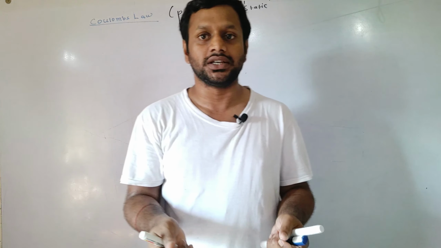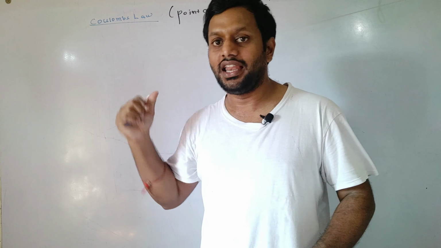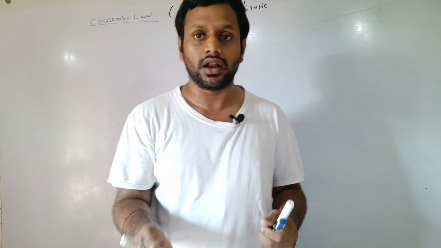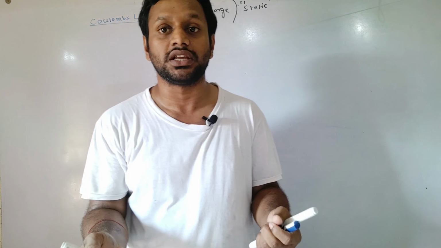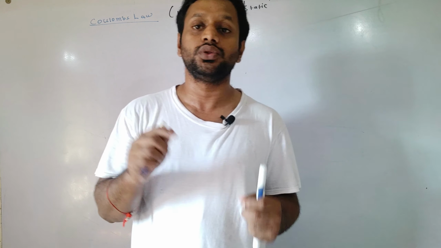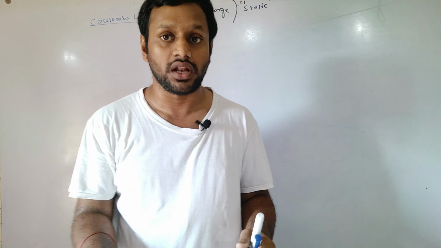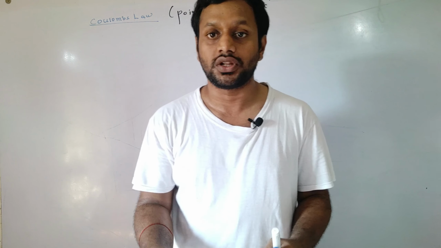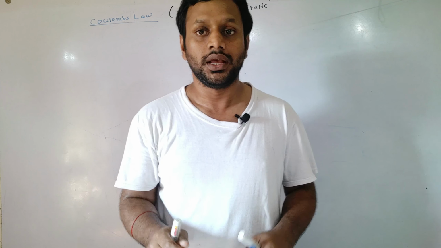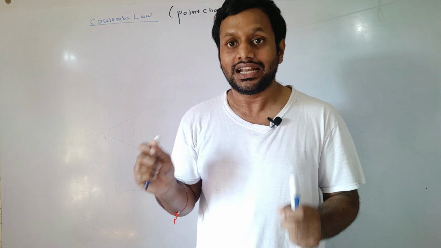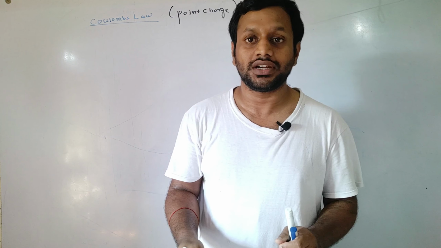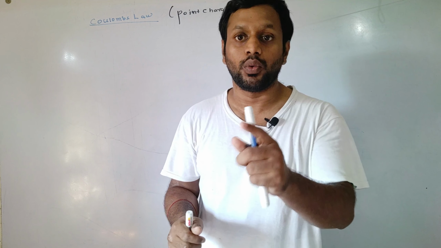So the force of attraction and the force of repulsion are given by Coulomb's law. It gives the magnitude and the direction of the force between two static point charges. But first I will convince you of the scalar form of Coulomb's law, then I will move to the vector form. In scalar form, my objective is to calculate only the magnitude of the force. That magnitude is directly proportional to the product of the charges and inversely proportional to the square of the distance between them. That is the statement of Coulomb's law.